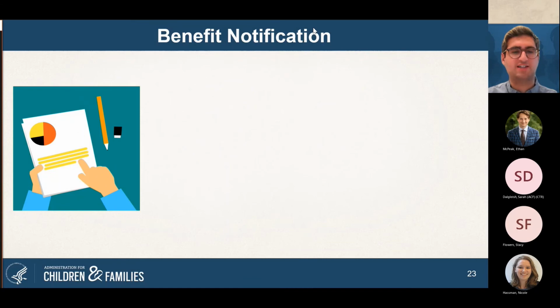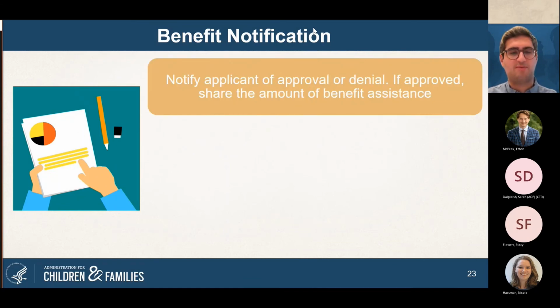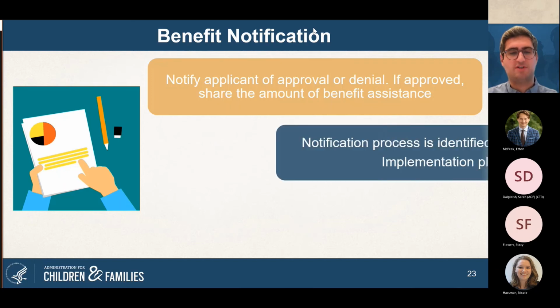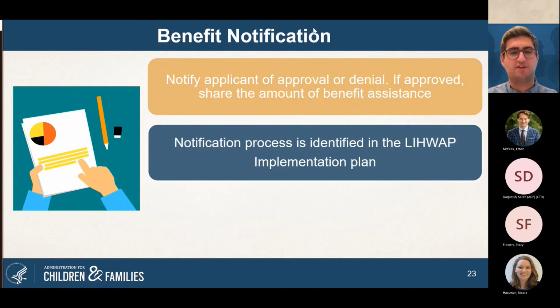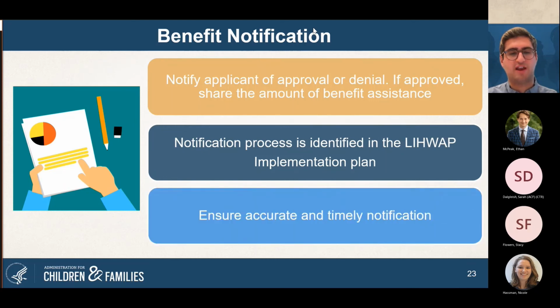After an applicant's status has been determined, they will be notified. Notify LIHWAP applicants of their application status, whether it is approved or denied. If approved, you will include the amount of the benefit assistance. Recipients describe their notification process in their LIHWAP implementation plan. Recipients must ensure that LIHWAP clients are accurately notified of the amount of assistance paid in a timely manner.